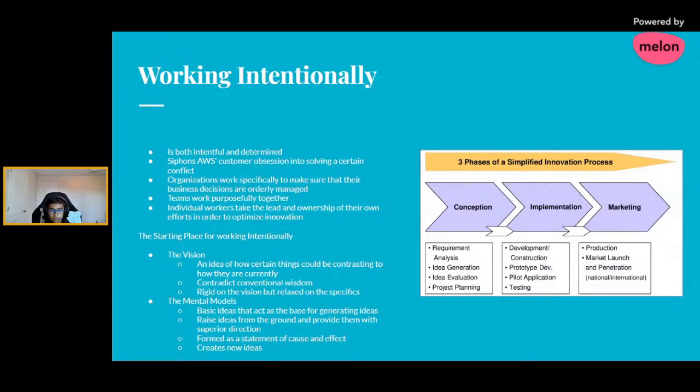The mental models are basic ideas that act as the base for generating more ideas. This helps raise ideas from the ground and provide them with superior direction. This is also formed as a statement of cause and effect and helps create new ideas. The three phases of a simplified innovation process are conception, implementation, and marketing, as seen in the diagram.